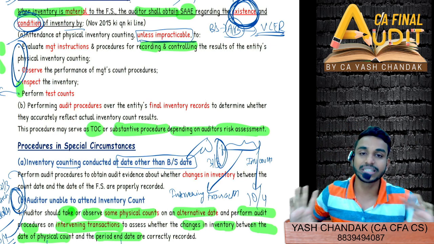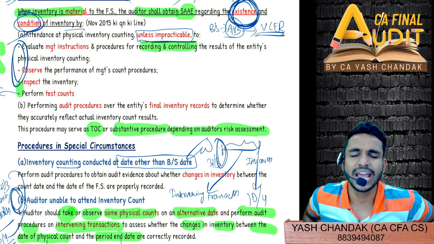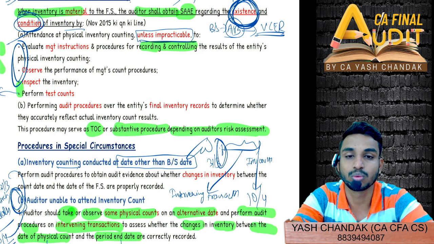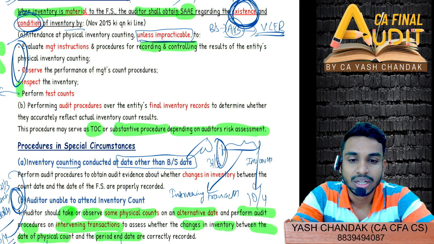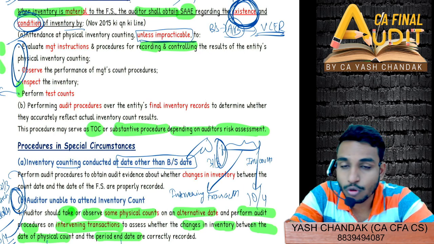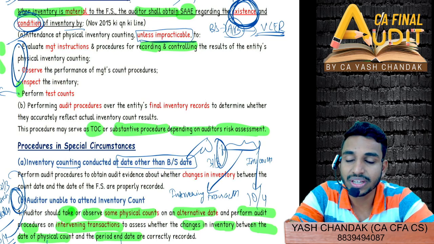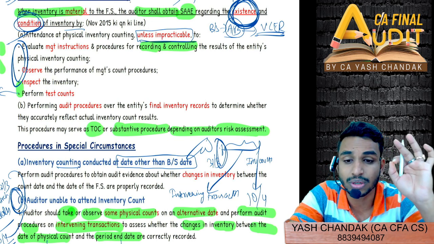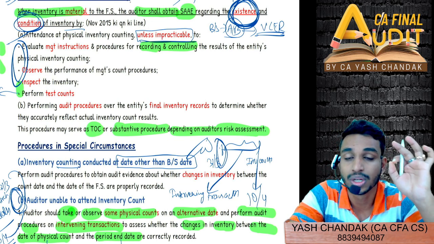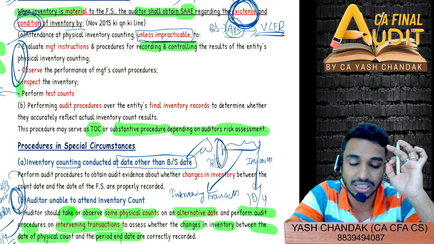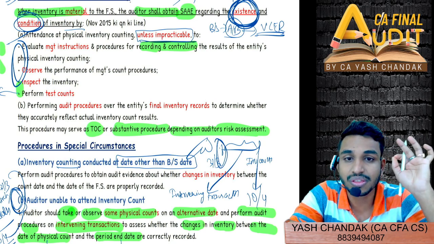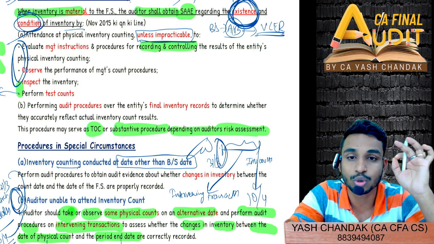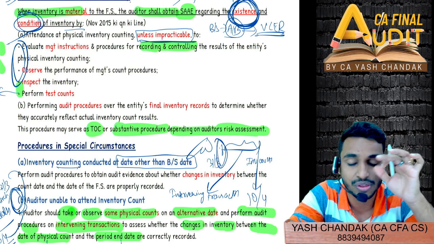Now the next two points are with respect to what we have to do. We also can inspect the inventory, and I told you test count. So these are the four points that are very, very important. Whenever inventory is material to the FS, we have to obtain PSI, and particularly with respect to existence and condition, not the ownership. This is an MCQ question, that is why I'm laying more emphasis.